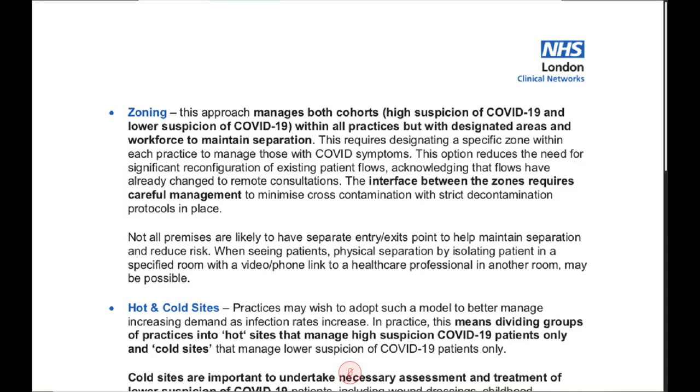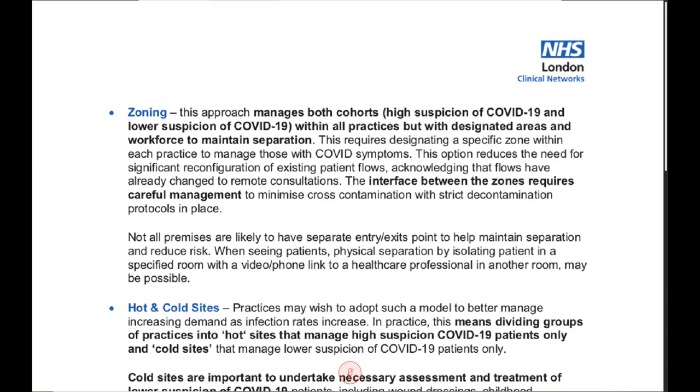So this is following NHS England guidance about the setup of hot and cold sites. You can also have a mixed model within each CCG, so that you may have a mixture of hot sites and hot and cold zones within each particular practice.